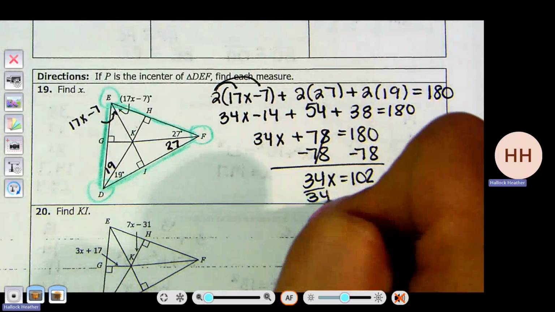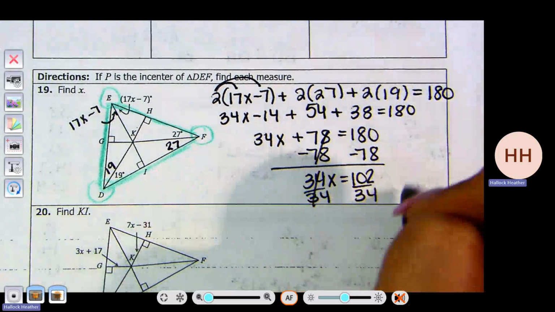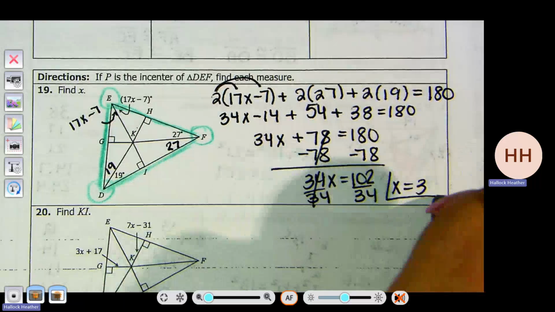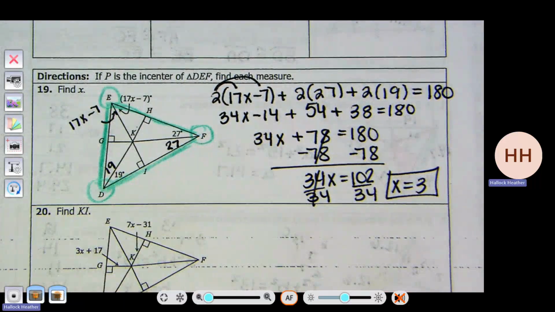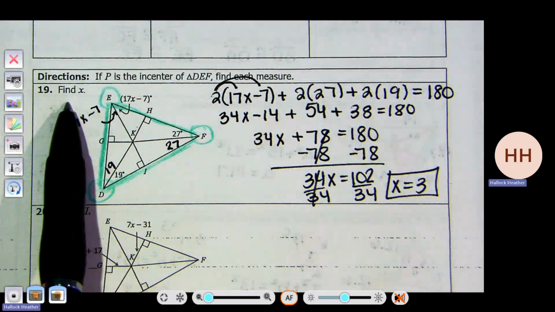What do we end up getting? Should be x equals 3. Should go out evenly, right? And then this one we don't have to plug back in because it says find x.